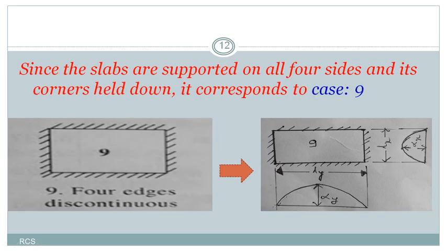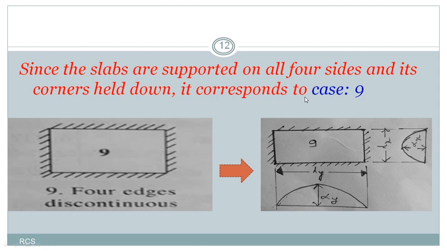So after knowing the factored load, we have to calculate the factored bending moments, and the factored bending moment values depend upon the type of edge condition given in the problem. Since the slab is supported on all four sides and its corners are held down, from this I can say all four edges of the slab are discontinuous. It corresponds to case number 9.